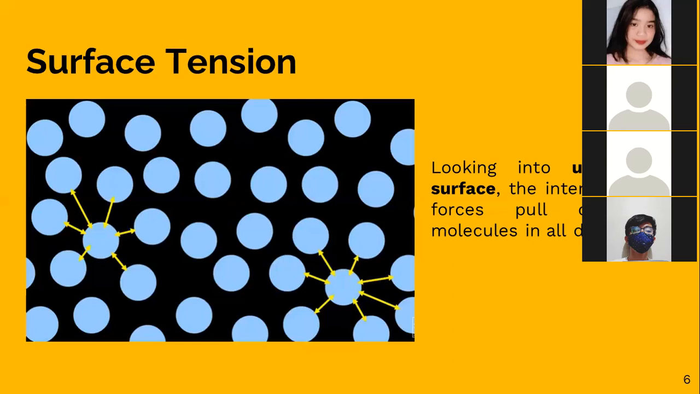So in a liquid, the cohesive forces are felt equally in all directions by most of the molecules, but not for molecules that are at the surface of the liquid. Since, if you look at this one molecule, there are many other molecules surrounding it. And this explains why their intermolecular forces pull on each other in all directions.